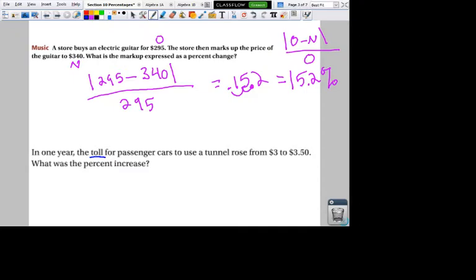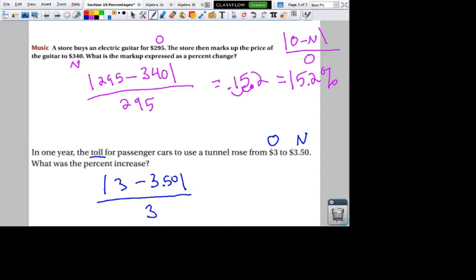So same idea though. Help me out in this one, Robert. What's my original amount? $3. Which makes Joyceline, what's the new amount? $3.50. All right. Now I got everything I need. Zoe, what's this going to look like on the top part inside my absolute value bars? 3 subtracted by 3.50. Yeah. And the whole thing is going to be divided by what, Sophia? 3. Yep. Divided by 3.